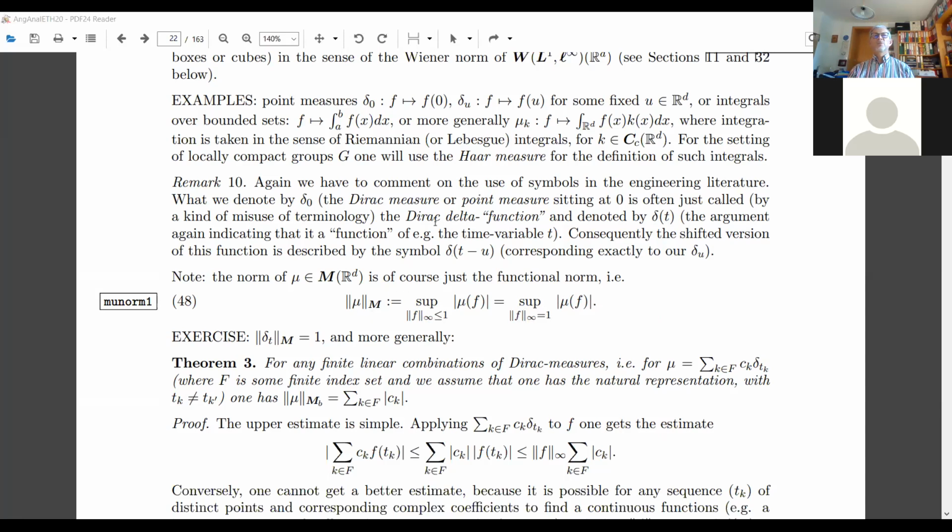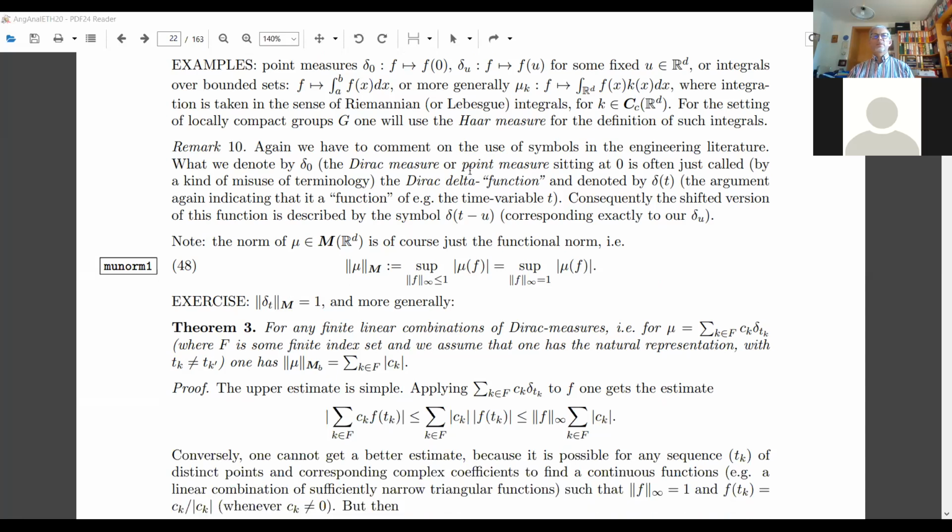And as I was explaining, the Dirac delta, please don't call it a function from now on, but we call it a point measure or Dirac measure. Sometimes you can also call it a Dirac distribution. It will be the evaluation, and every u or t or whatever you take is such a measure, and it has norm 1.